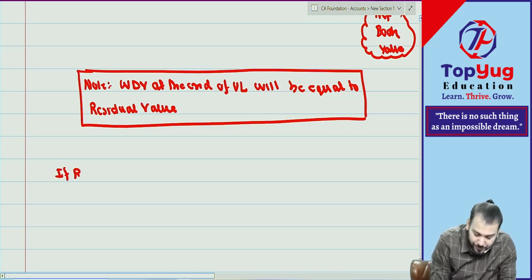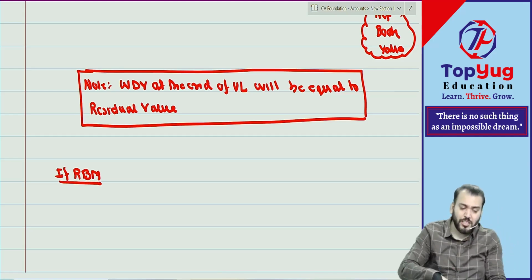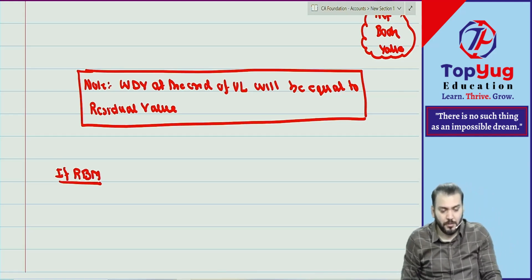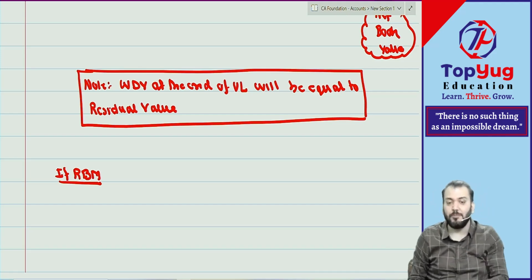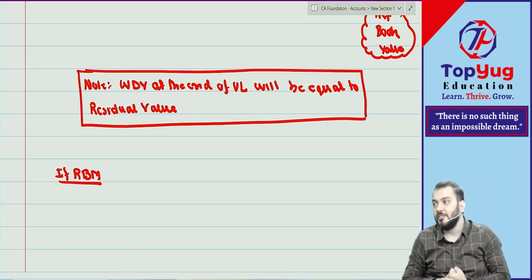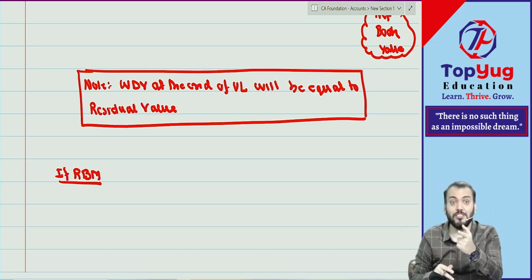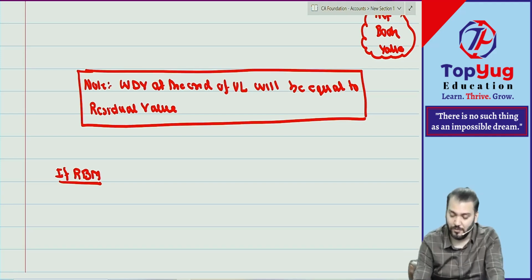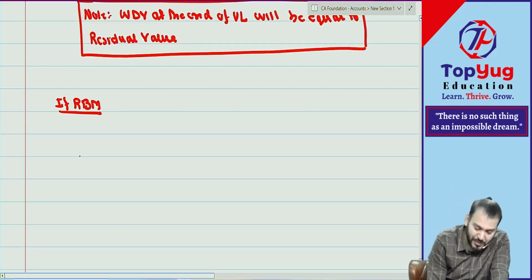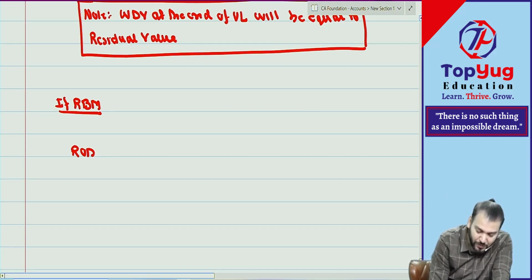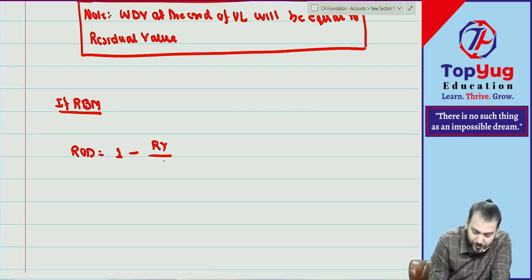Now RBM I will do. You can see in this RBM I have not given rate of depreciation. So for RBM, if rate of depreciation is not given, we need to calculate it by using the formula. What was the formula? Check. So let us apply that formula. Rate of depreciation will be equal to 1 minus (residual value divided by cost) to the power 1 by useful life.